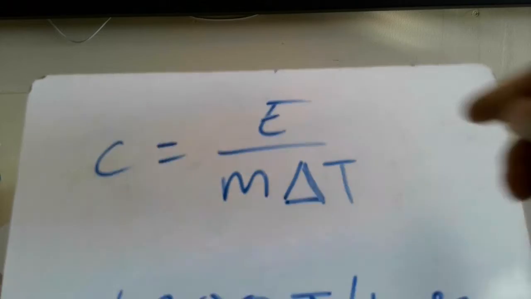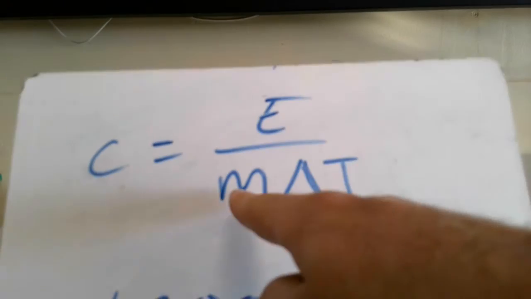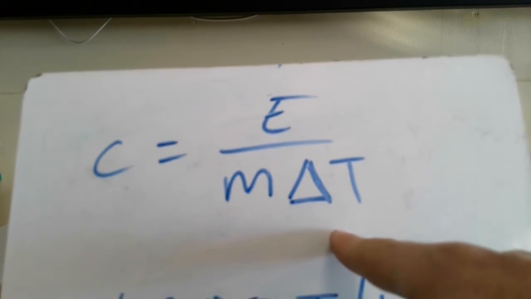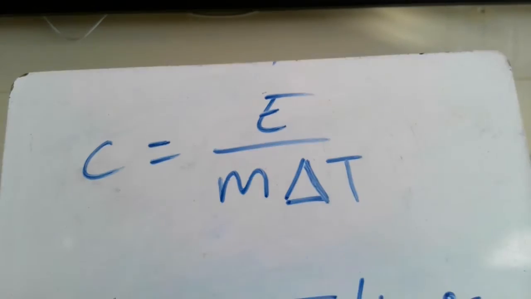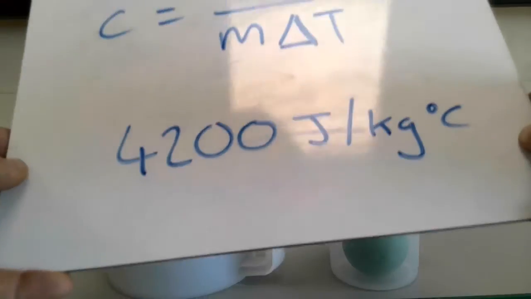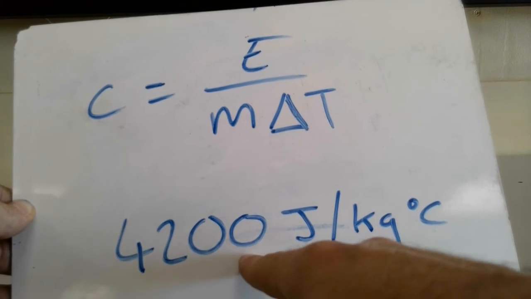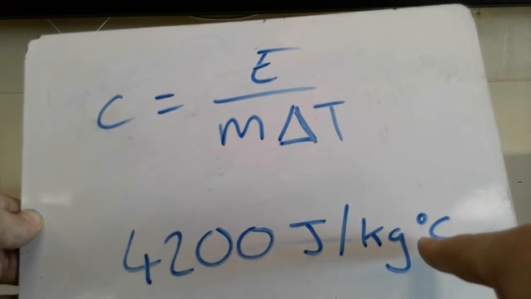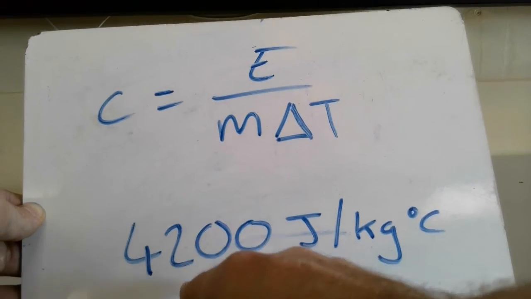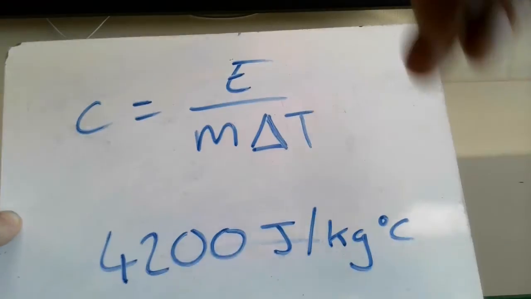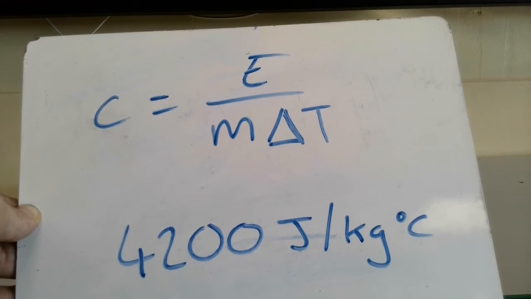So let's have a look at this. Specific heat capacity is the energy per kilogram per degree Celsius, the energy needed to raise 1 kilogram of something by 1 degree Celsius. Let's look at an example. For water, water has a heat capacity of 4,200 joules per kilogram per degree Celsius, which means for water you need 4,200 joules to make 1 kilogram increase its temperature by 1 degree Celsius.